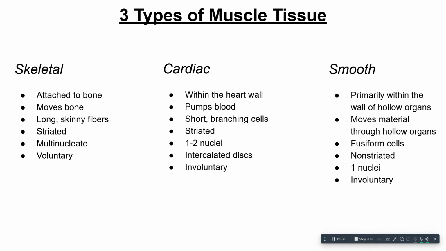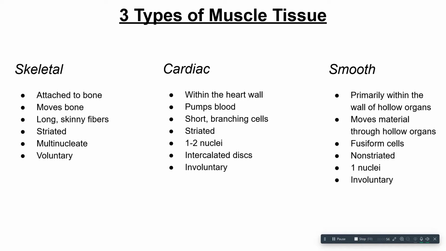Skeletal muscle, of course, as its name implies, is attached to bone, it moves bone. As we're going to see, skeletal muscle cells are these long, skinny fibers. In fact, they're called fibers because of their length and their skinniness. We're going to see that skeletal muscle is striped or striated, as well as being multinucleate, meaning each cell, each fiber, has many nuclei. And of course, skeletal muscle, for the most part, is voluntary, except for reflexes and things like that. So we're going to look at skeletal muscle today.